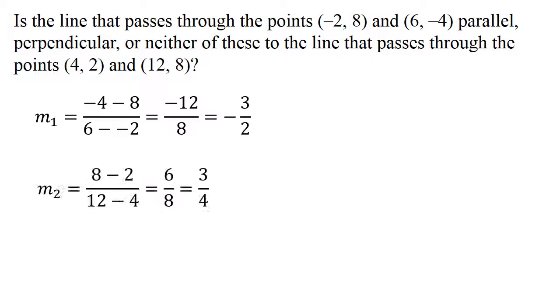So the second slope, you're going to use 4, 2, and 12, 8, so 8 minus 2 over 12 minus 4. 8 minus 2 is 6, 12 minus 4 is 8. We reduce that, divide top and bottom by 2, and we get 3/4. So are these parallel? Well, clearly they're not equal. One's negative, one's positive, so right there we know they're not equal. But also one's 3/2 and one's 3/4, so not equal, not parallel.